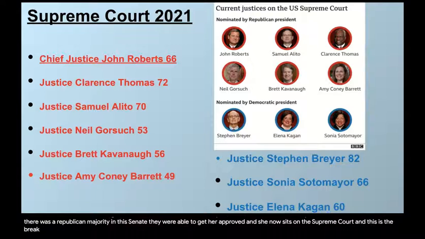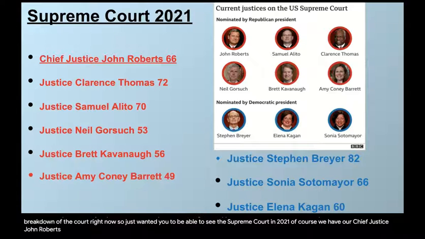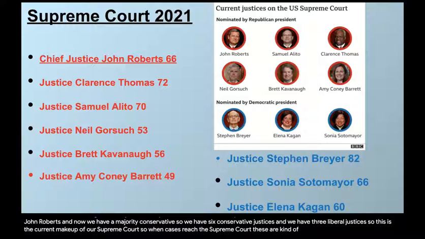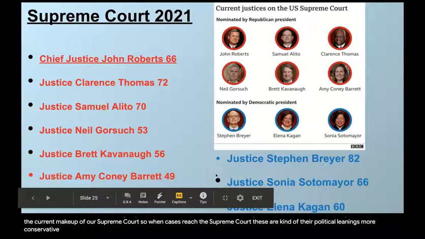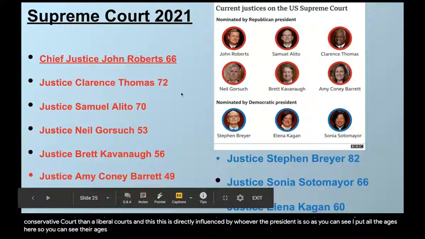And this is the breakdown of the court right now. I just wanted you to be able to see the Supreme Court in 2021. Of course, we have our Chief Justice, John Roberts, and now we have a conservative majority. We have 6 conservative justices and 3 liberal justices. This is the current makeup of our Supreme Court. When cases reach the Supreme Court, these are their political leanings, more of a conservative court than a liberal court. And this is directly influenced by whoever the president is. As you can see, I put all the ages here so you could see their ages right next to their names as well.